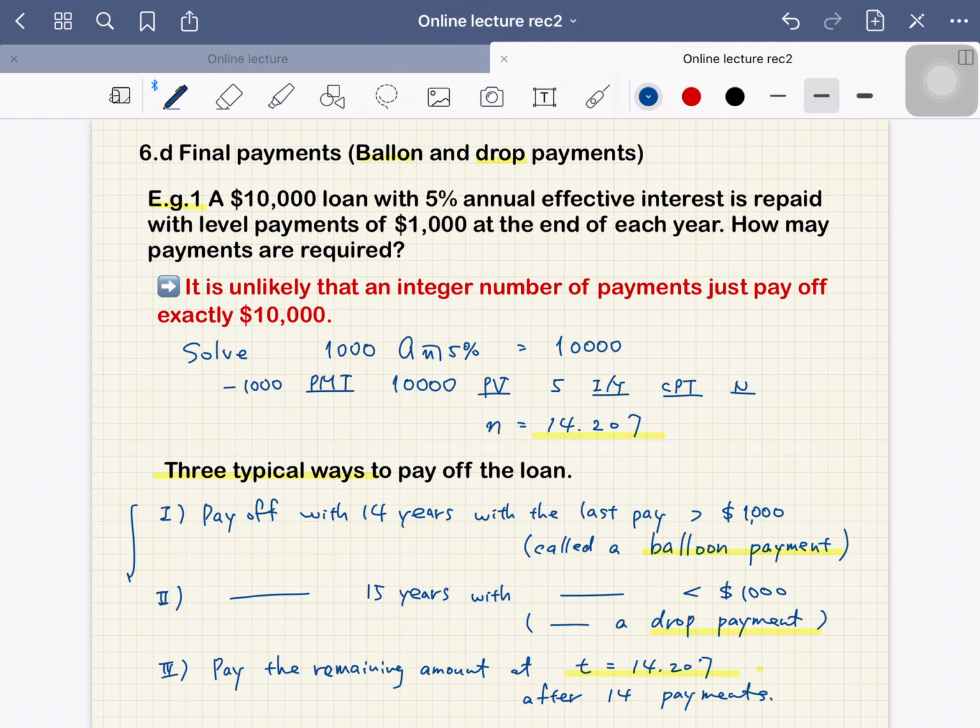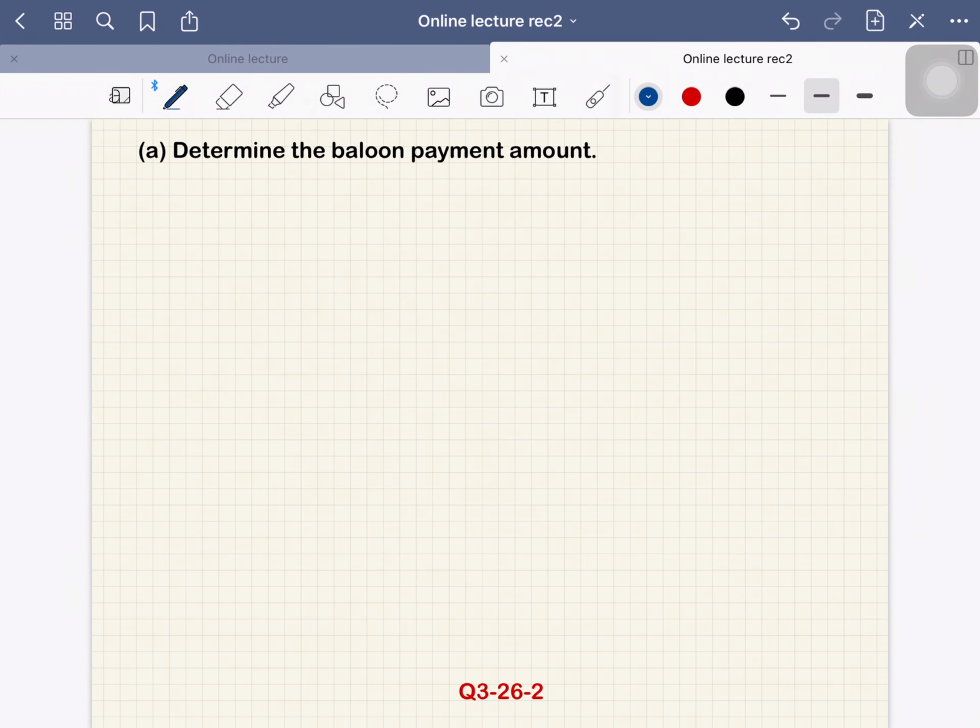Okay, so now we think about an example of these 3 methods. In this question, the $10,000 loan, we want to determine the balloon payment amount. So think about the timeline of this question. So we have 0, 1, 2, up to 14. Each year we pay off $1,000. But since this is the balloon payment method, we have some additional amount. We have to pay off the additional amount at t is equal to 14. The original balance is $10,000.